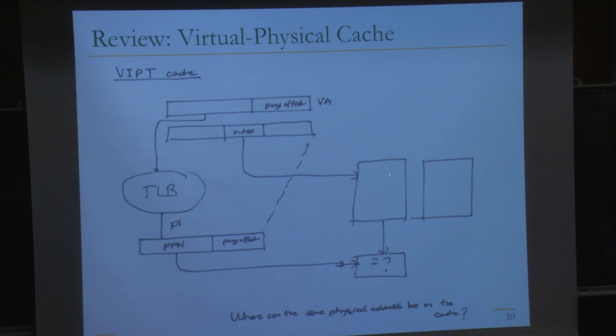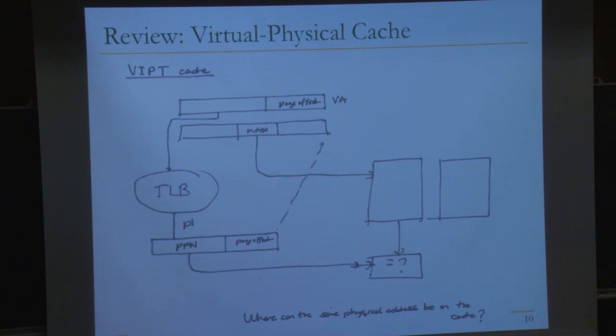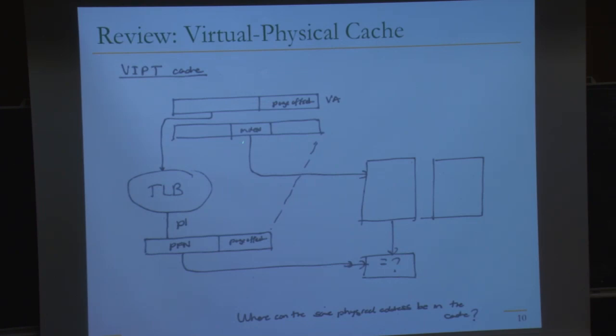It's a physical address. Now, the problem is some of the index bits that you're using to index the cache are changing during translation, right? Which means that the same physical frame number, the same cache block, can exist in multiple locations as determined by those index bits that can potentially change.